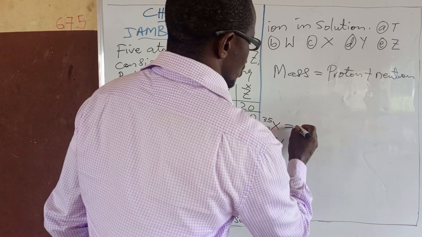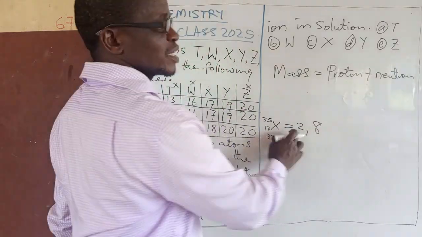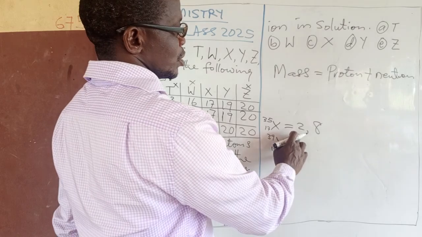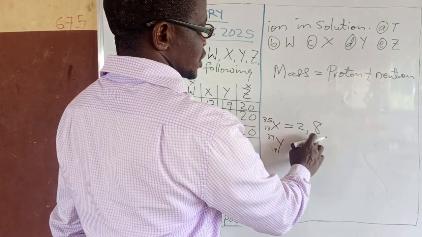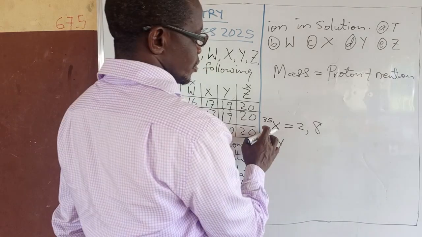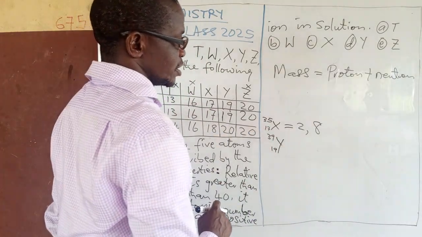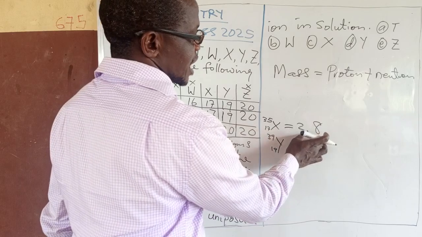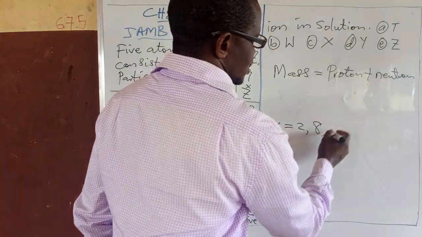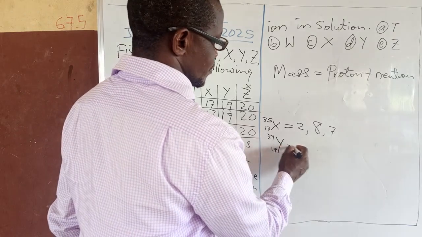So here is what? 2, 8. First shell can carry maximum not more than 2. Maximum of 8 for the second shell. How many now? Add them. 10. Subtract 10 from 17. That's 17 minus 10. That's what? 7. Okay. Now, let's do the same to this one.